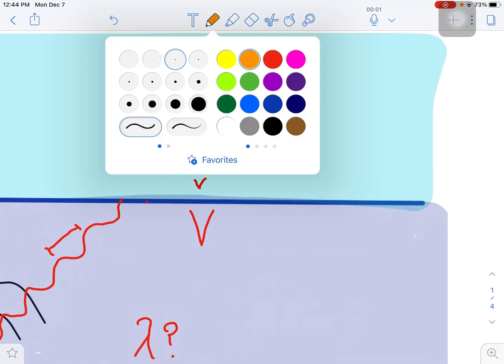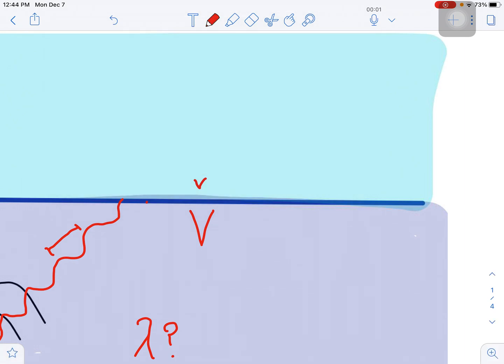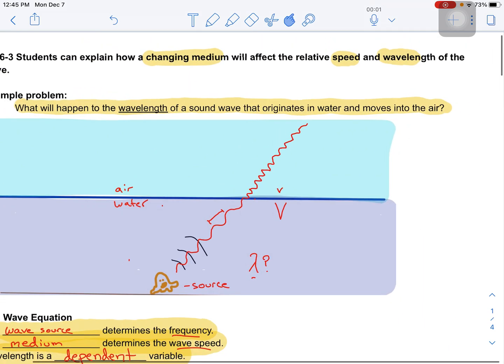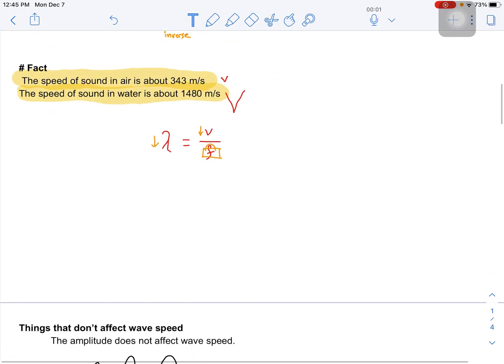And let's just draw it in here. Add the waveform to our model. So here we have the longer wavelength, and then we're going to have shorter wavelengths here. Try not to make those too zigzaggy. Anyways, you get the idea. We have shorter wavelengths when the sound crosses from water into air. Let's write it down.